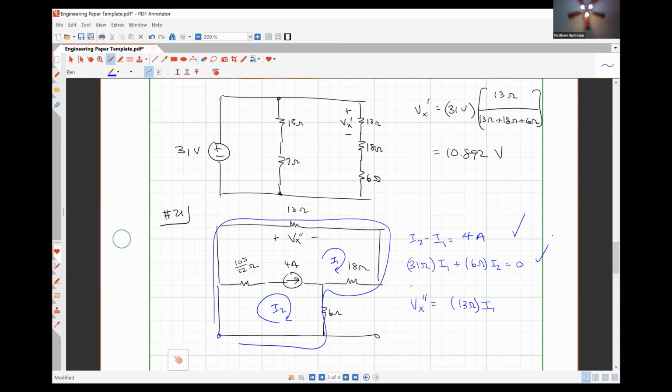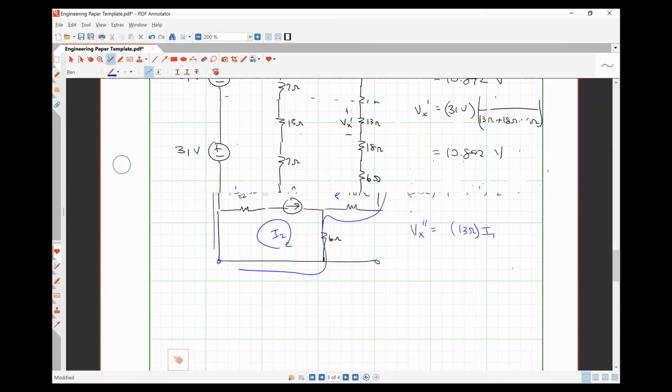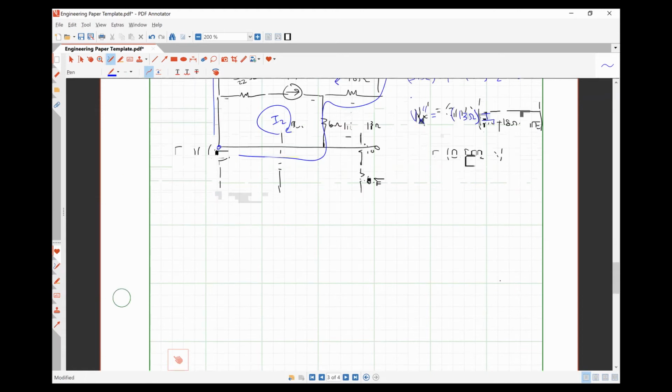Let's see. So you said number 23, correct? Yes. All right. I think there might be enough room to sneak it in here. So we have a current source. IS is 9 amps.